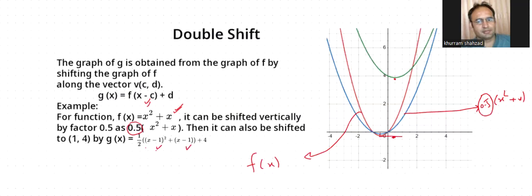So now this +4 is responsible for the vertical shift of the graph. This 4 has shifted the function in this direction, vertically upward. This negative x has moved this graph from here to here, and this +4 has moved the graph from here to here in this position. So you can take this example as the double shift of the function.